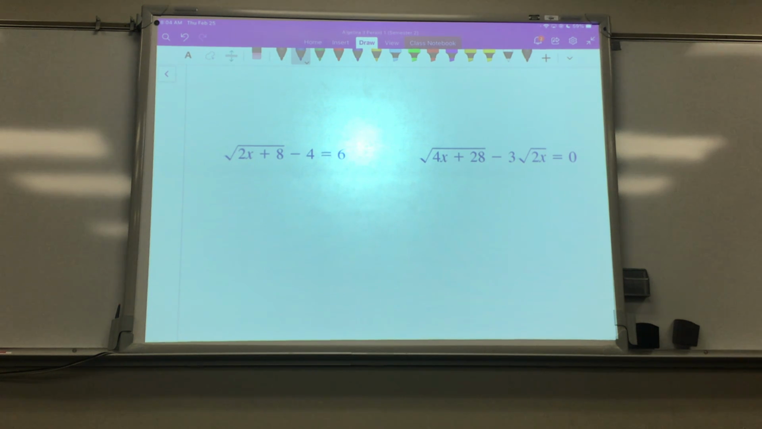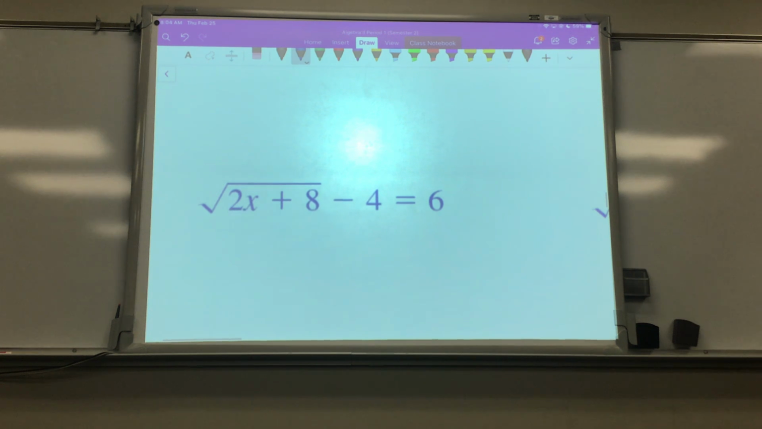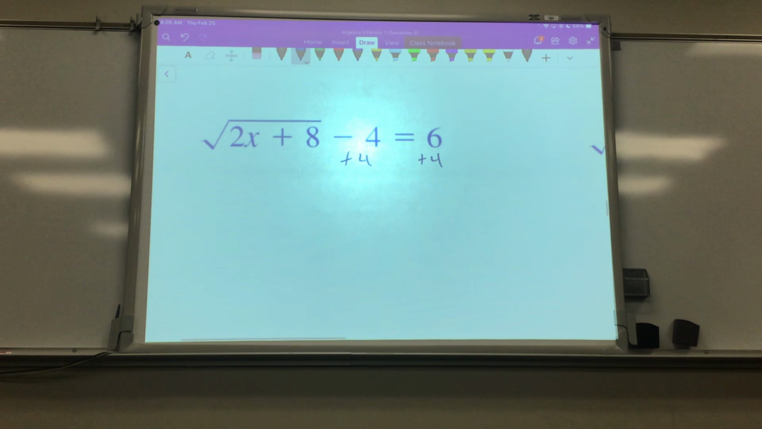Okay? So, this one now. You want to isolate the radical, right? Then we get the square root of the quantity 2x plus 8 minus 4. So I've got to get rid of that minus 4, right? Cody, how do I get rid of that minus 4? Add 4 to both sides. So I'm going to have the square root of 2x plus 8 equals 10.